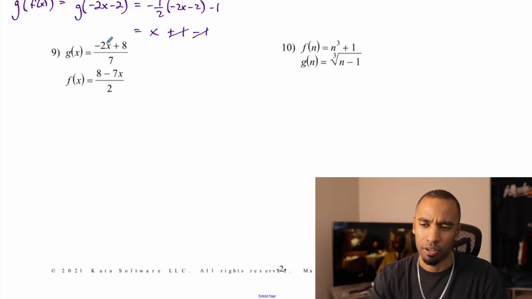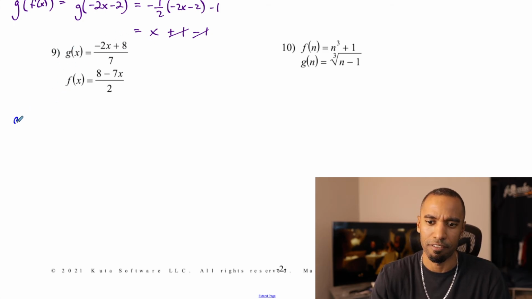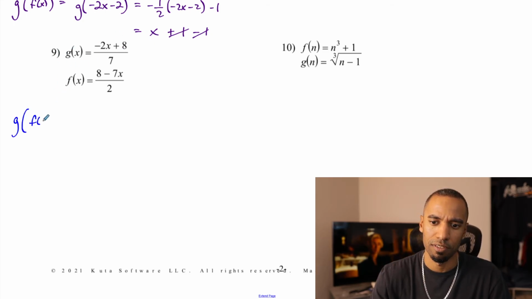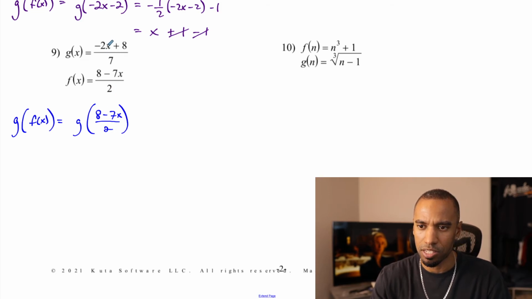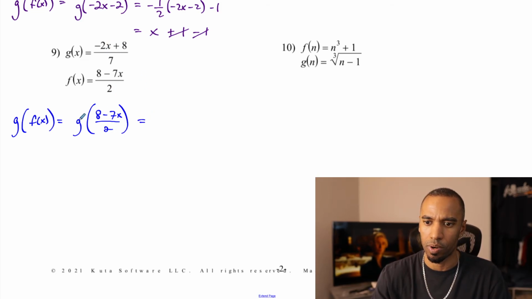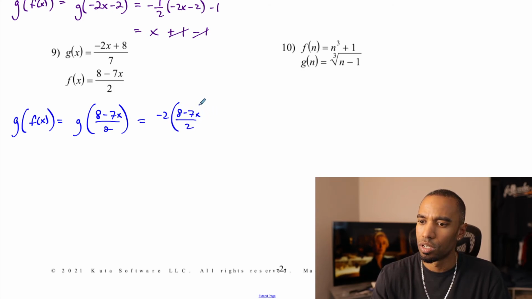And yeah, I don't know if there's a preferred version, one or the other, so I'll just go straight into it. Let's try g of f of x. G of f of x there, that's going to be g of (8 minus 7x) over 2. This is going to take the place of x in the g of x equation. So negative 2 times, a fraction within a fraction, (8 minus 7x) over 2 plus 8, all over 7.